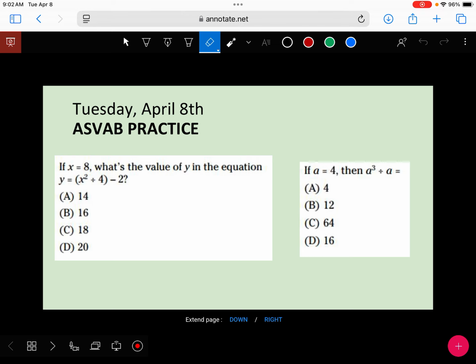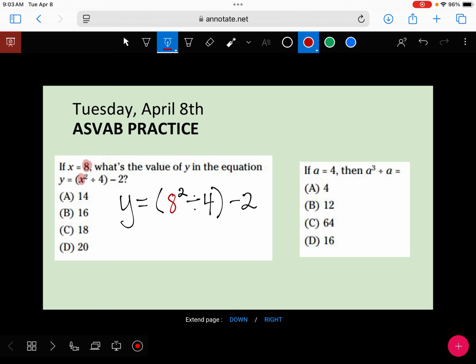So we have to do a substitution. So here, x equals 8, and we're substituting it in the equation where there is an x. So what that gives us is y equals, I'm just going to rewrite the question. And we're putting our 8 right here.